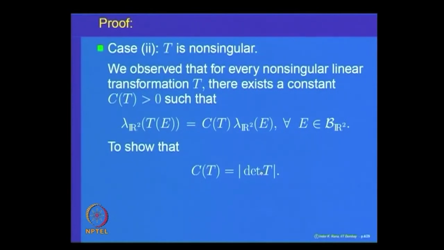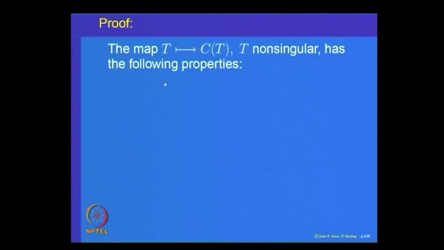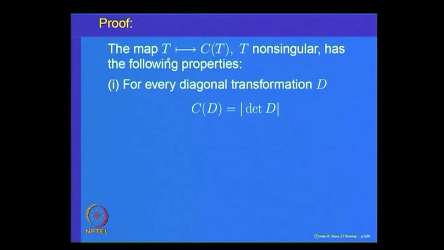So, let us continue the proof. Let us observe this map T going to C of T. For every non-singular transformation T, we are associating a number C of T, which is non-negative. So, we get a map T going to C of T. This map has the following properties: if T is a diagonal transformation, then, as we observed at the beginning of our analysis of this theorem, C of T is nothing but the determinant of T.